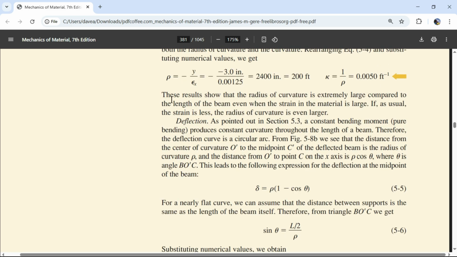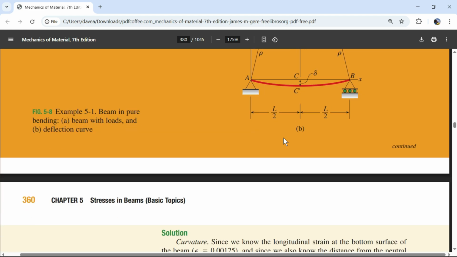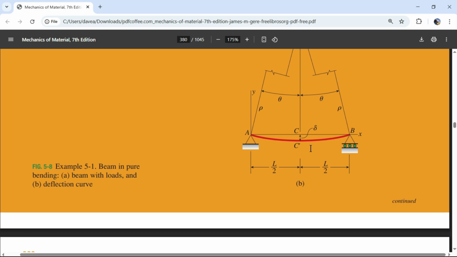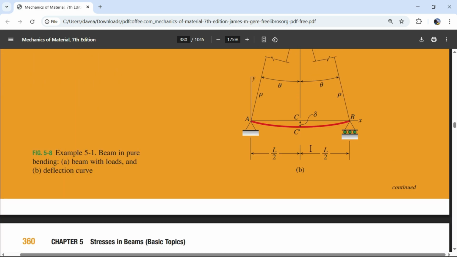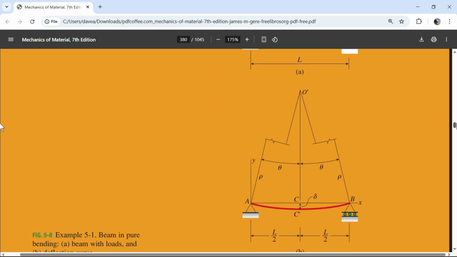Inverse feet, sorry. These results show that the radius of curvature is extremely large. Oh yeah, so this is the radius of a circle. So when we have a beam that's 98 feet long and we put a moment on both sides and it bends, if we cut out a circle, we would have to cut out a circle that was 200 feet. As big as a football stadium. You know, that cutout of a paper circle you would need to hold in a football stadium just to view it.